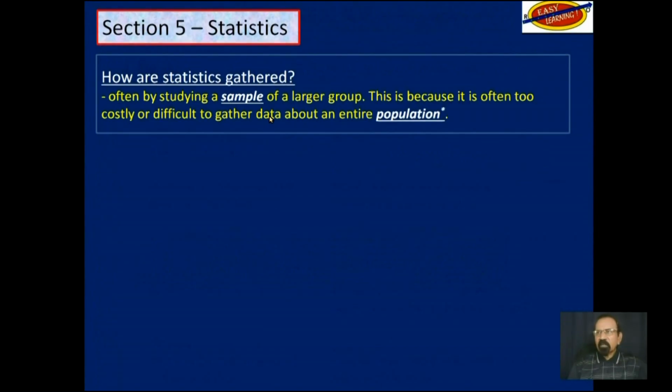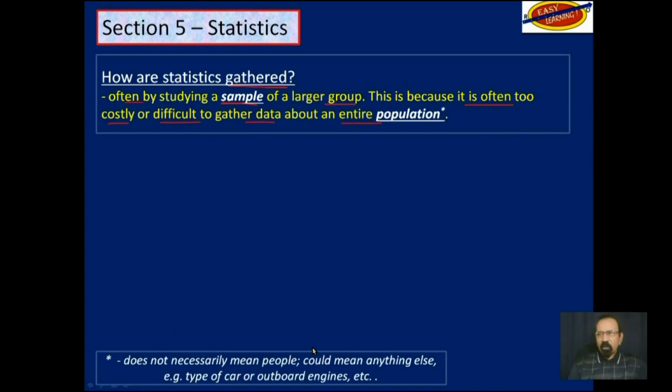So how are statistics gathered? As we said before, often by studying a sample of a larger group. This is because it is often too costly or difficult or impossible to gather data about the entire population. And by population, we do not necessarily mean people, though we can mean that as well. We could also mean anything else, for example, cars or outboard motors or anything at all.